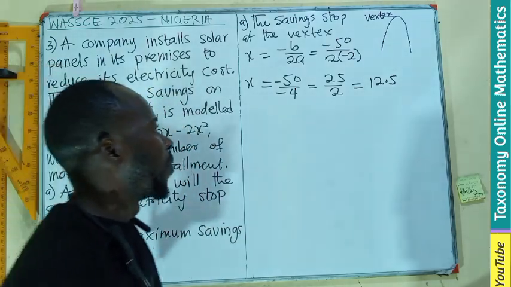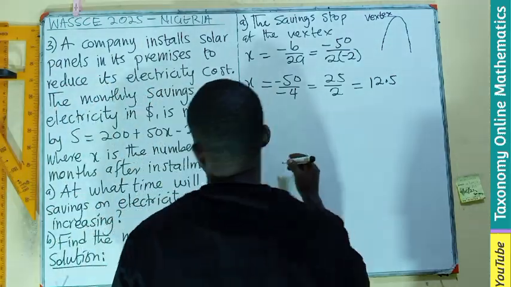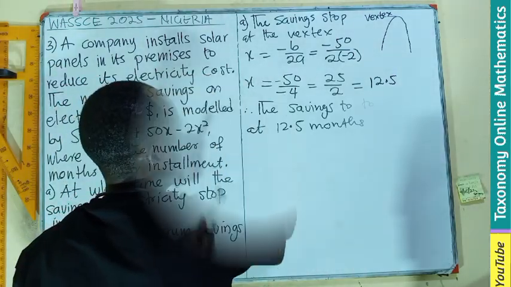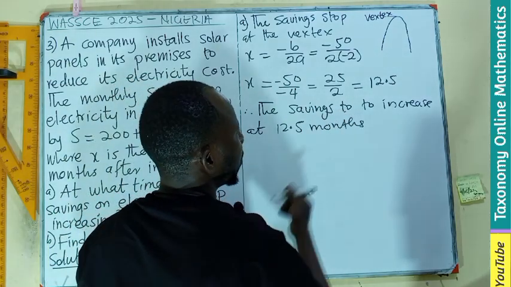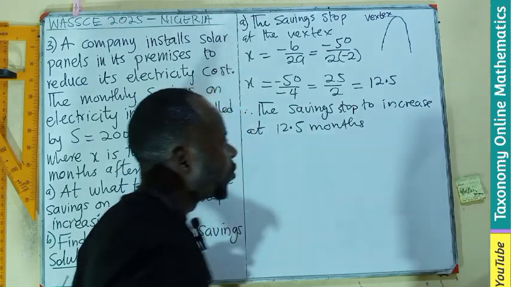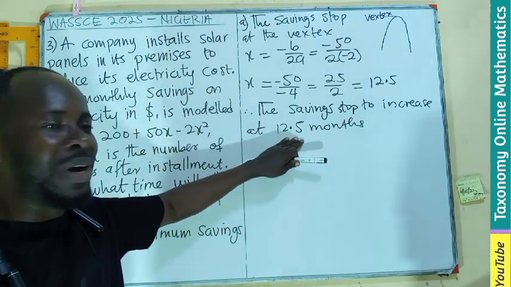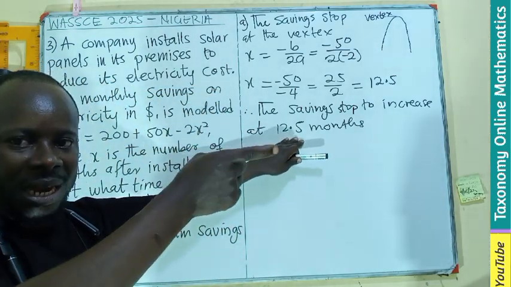So in terms of what? The same month, so 12.5. Therefore, the savings stop increasing at this very month. I guess the concept is clear.